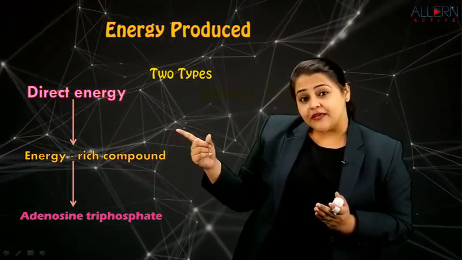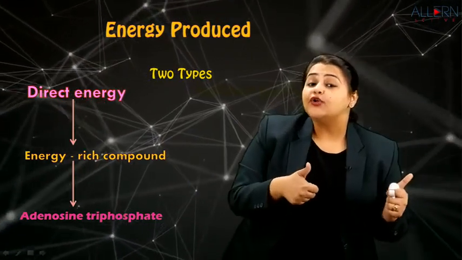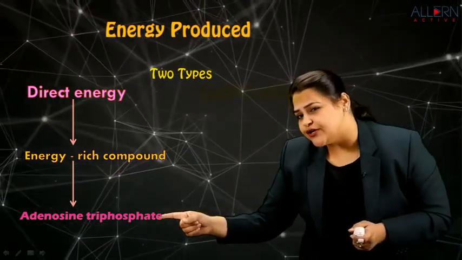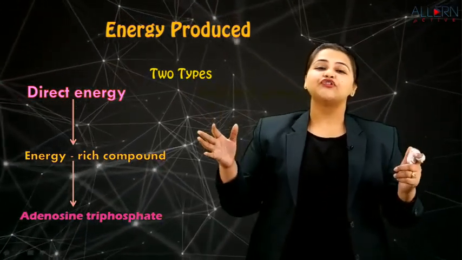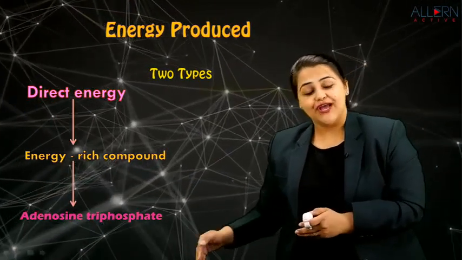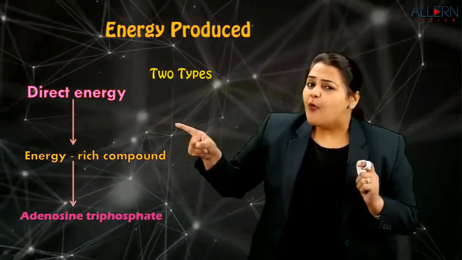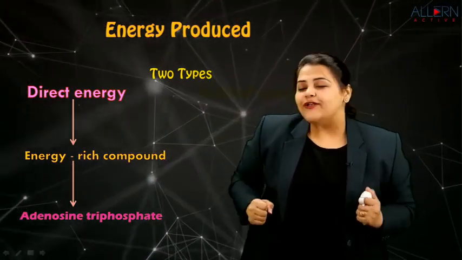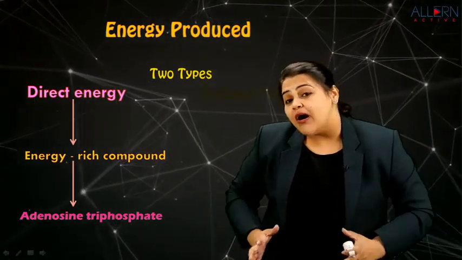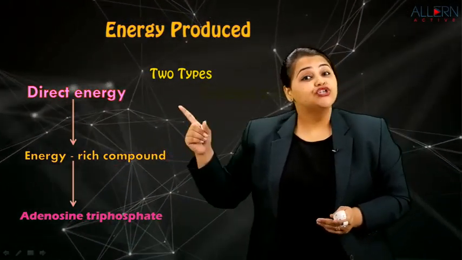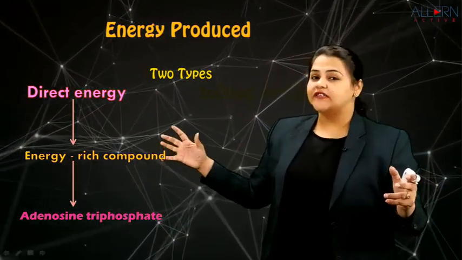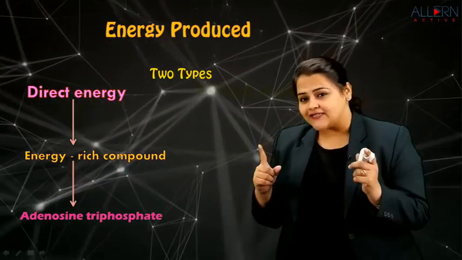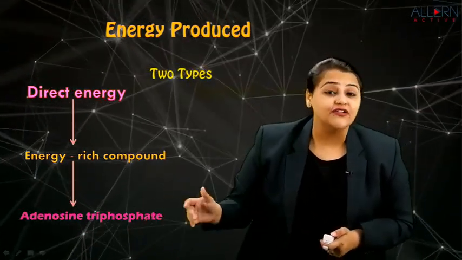Now, thinking of ATP, we have studied that mitochondria is the powerhouse of the cell. Why? Because mitochondria produces this energy-rich compound which is called adenosine triphosphate. So this ATP molecule is your direct energy, and this direct energy makes sure that the work you're doing is not lousy or without energy.